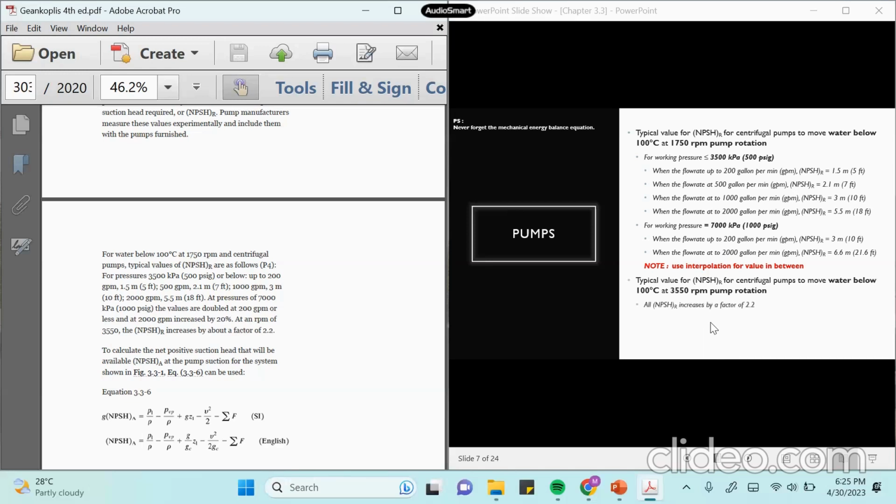Now, if I have another pump rotation at 3,550 RPM, all this NPSHR can be increased by a factor of 2.2. So you can just multiply it by 2.2.